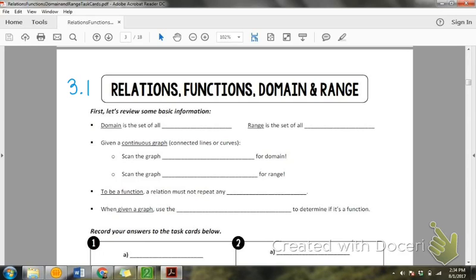So Unit 3 is all about polynomials. So we're going to get away from just x squared. We're going to talk about x cubed, x to the fourth, x to the fifth, all that kind of stuff, okay? So when we talk about the domain and range, we've already talked about that a little bit.